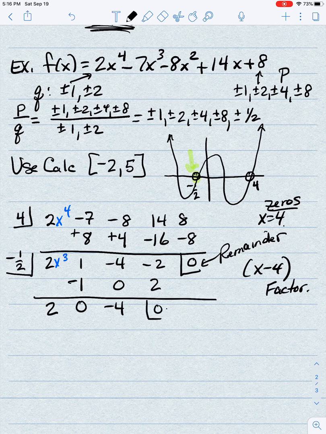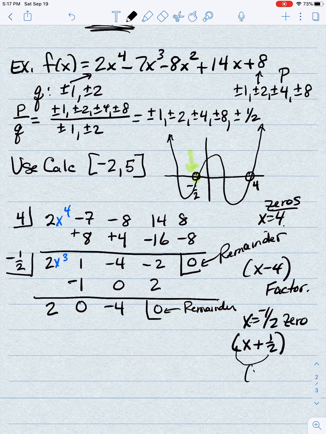Hey, looky there. We have another remainder of 0. So we now know for sure that x equals -1/2 is a 0. Okay, and we know that x plus 1/2 is going to be your factor. Now, we don't usually leave a factor like that, so I would tell you to remember to do a bottoms up and write your factor as 2x plus 1. Okay, so we've got 2 factors now.